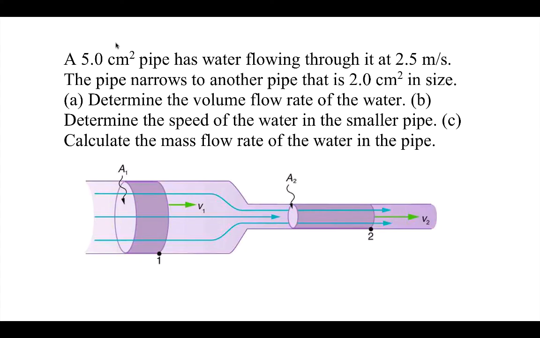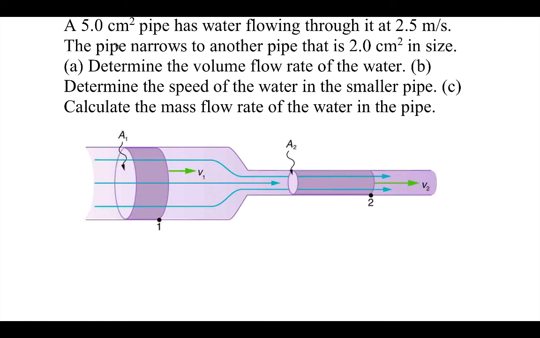Okay, so let's look at an example. Here I have a 5 square centimeter pipe that has water flowing through it at 2.5 meters per second. Then it narrows to another pipe that is 2 square centimeters in area. I want to know the volume flow rate, the speed of the water in the smaller part of the pipe, and the mass flow rate in the pipe.